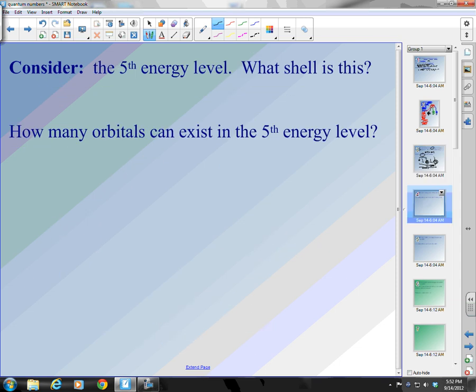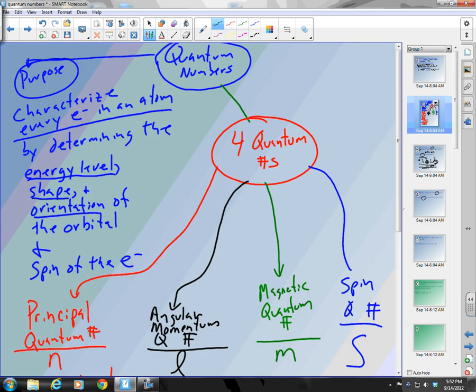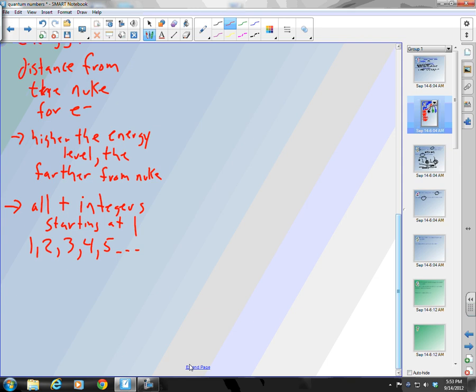Consider the fifth energy level. What shell is this? Wait, did we talk at all about shell yet? I don't think so. And how many orbitals can exist? How am I going to know this? Well, there's some cool stuff that n tells us that I've kept secret from you so far. So let's learn some more stuff.